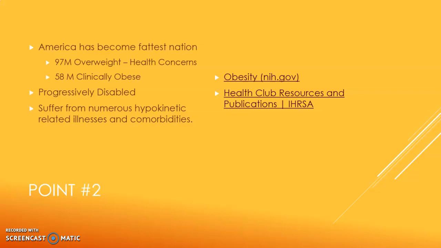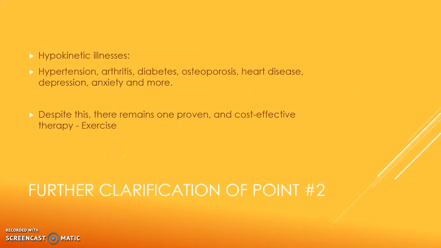Difficulty getting up and down stairs, difficulty getting out of a chair, hard to function through their day-to-day activities. And as a result, you have a number of hypokinetic, meaning without movement, types of illnesses and comorbidities. And you'll find these stats if you link out to here and here, it'll take you to these data points. So what you're really after with these hypokinetic illnesses is things like hypertension, arthritis, diabetes, osteoporosis, heart disease, depression, anxiety, and a ton more, right? And for every single one of them, we can prescribe a pill after the condition, or we can have a very cost-effective and very highly proven therapy, and that is exercise.